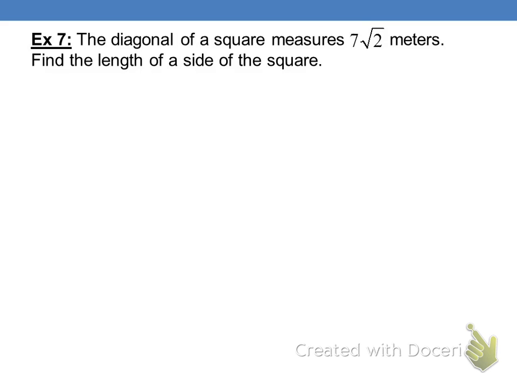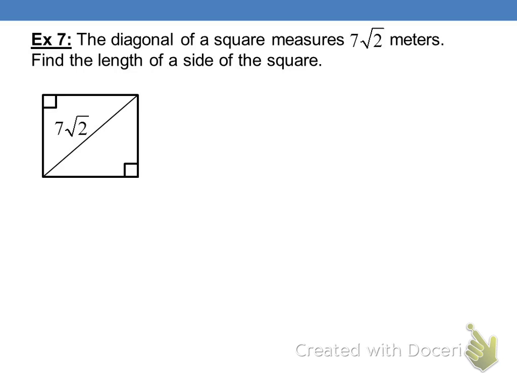All right, so now we're given the length of the diagonal. The diagonal of a square measures 7 square root 2 meters. Find the length of the sides of the square. So again, I'm going to go ahead and draw a picture. I'm going to draw the diagonal across the square. I'm going to label the diagonal 7 square root 2.